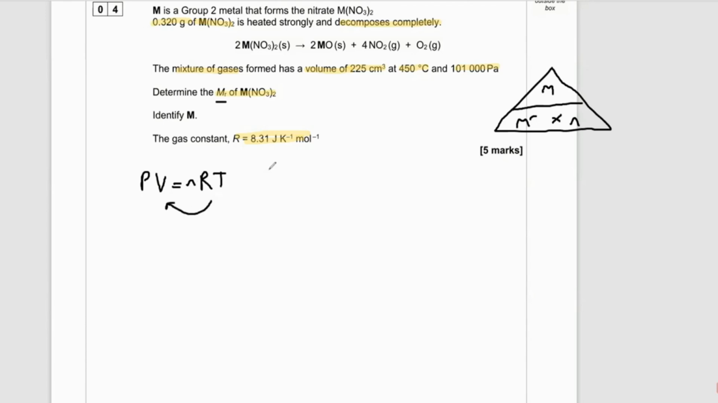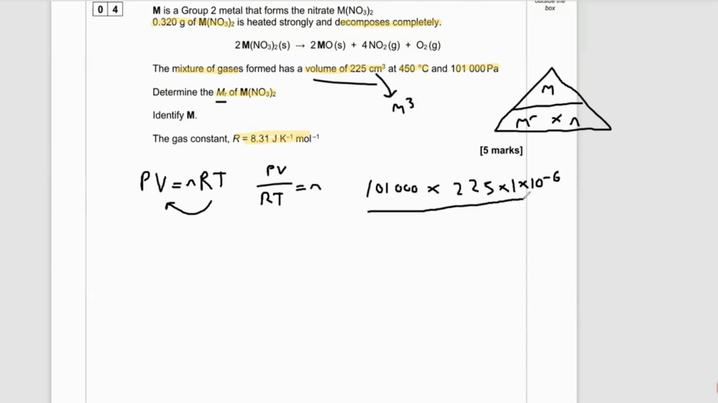Identify M. Well, we know because we've been given R is 8.31, we need to use PV equals nRT. We're looking to find the Mr, so we need n so that it can go in our Mr and mass equation. So we're going to do PV over RT equals n. We know the pressure is 101,000. They've given that to us nicely in pascals. We've been given the volume, but you must convert to metres cubed in these ideal gas equations.